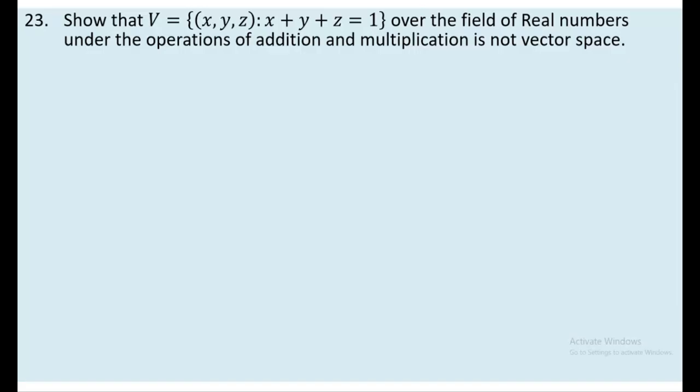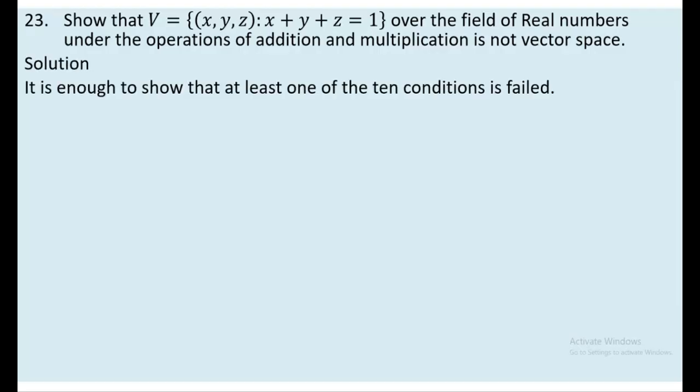What comes next is question number 23, and here you are given this collection. The question is to show that this is not a vector space under the operations of addition and multiplication over the field of real numbers. I have written the 10 conditions as you saw before, but it is enough to have only one condition. If one condition fails, automatically we can say that V is not a vector space. So let me show you how this can be verified. As I wrote here, it's enough to show that at least one of the 10 conditions fails.